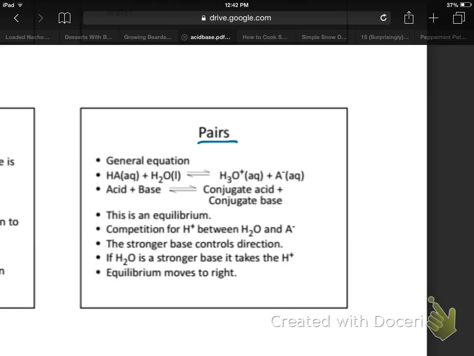That's the basis for why I said in the beginning that acid-base chemistry is really a whole lot of equilibrium. We're going to be dealing with weak acids and weak bases, dealing with equilibrium. So there's a competition for the hydrogen between water and that conjugate base. The stronger base controls the direction, whether we have more of the acid and water or more of the conjugate acid and conjugate base, on where that equilibrium is established. If water is a stronger base, it takes the hydrogens and the equilibrium is shifted to the right.